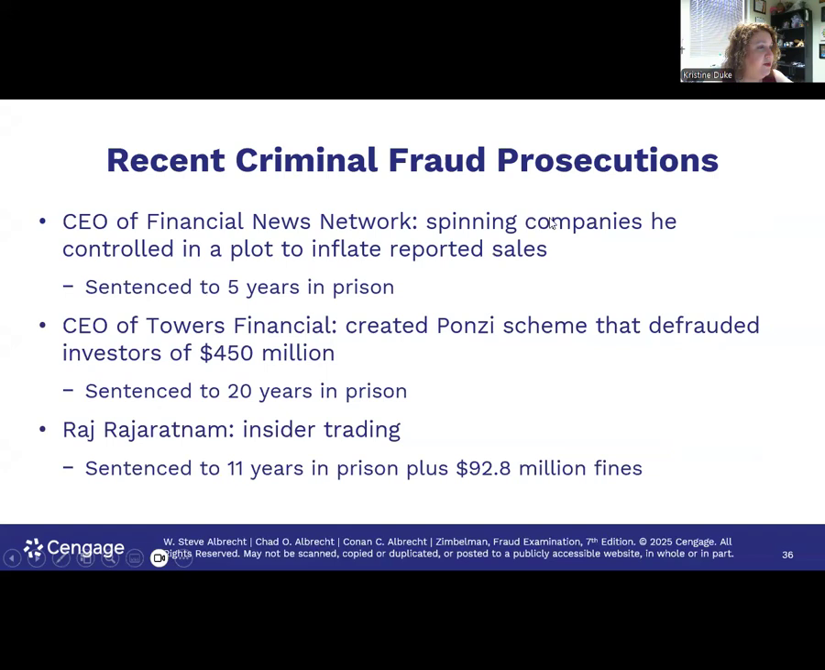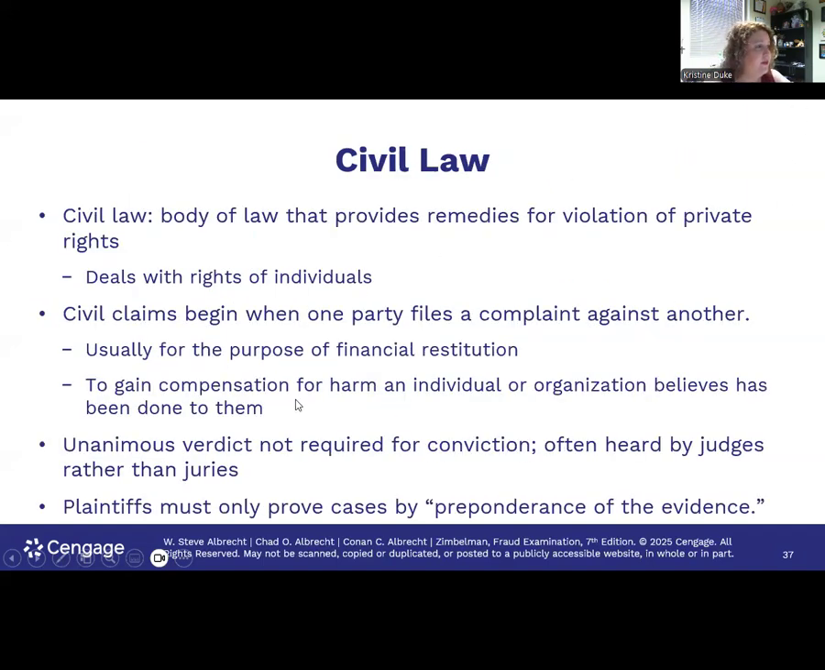CEO of Financial News Network, spinning companies he controlled in a plot to inflate reported sales. Create this Towers Financial Ponzi scheme. Raj, I cannot. Insider trading. Civil.